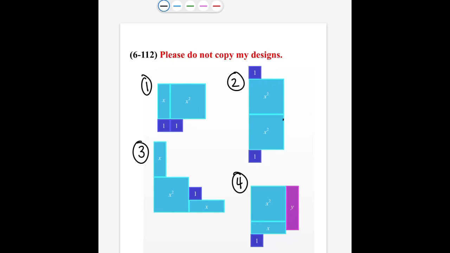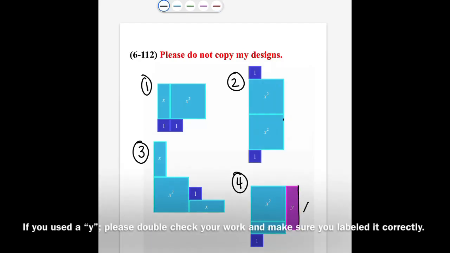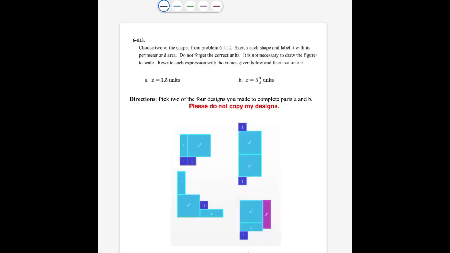Before we move on, I did notice some of you guys using Y tiles. This right here, that's a Y tile. You notice it's a different color, but some of you are still calling it X. If you look at this X, they're not the same size, so it can't be an X. So some of you need to go redo this and relabel your picture or create a new design using what you are familiar with. Remember, Y's and X's are not the same, so please fix your mistakes. So let's move on to the next problem.